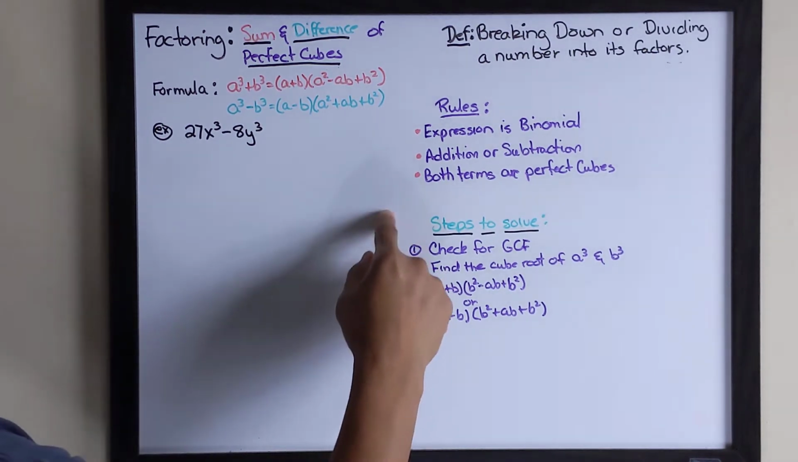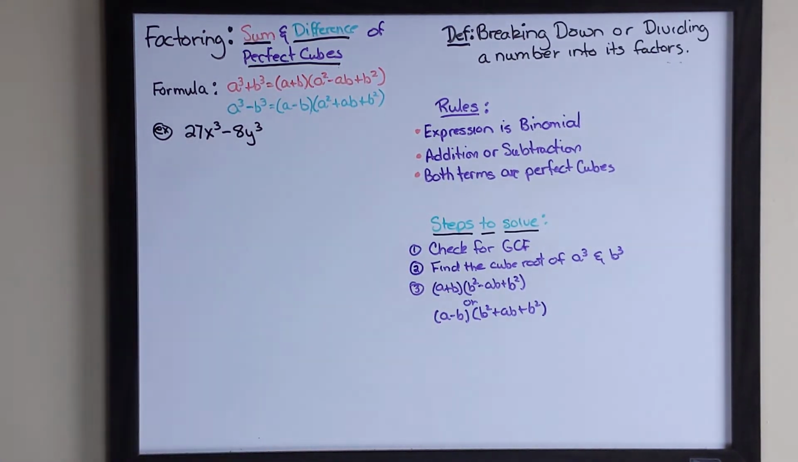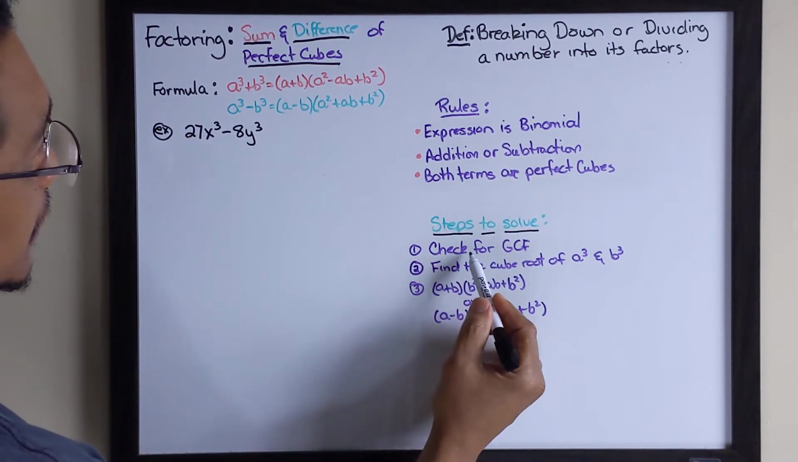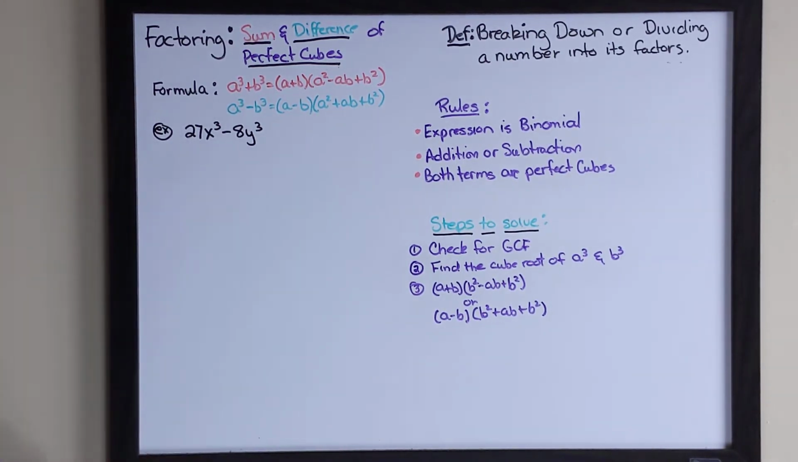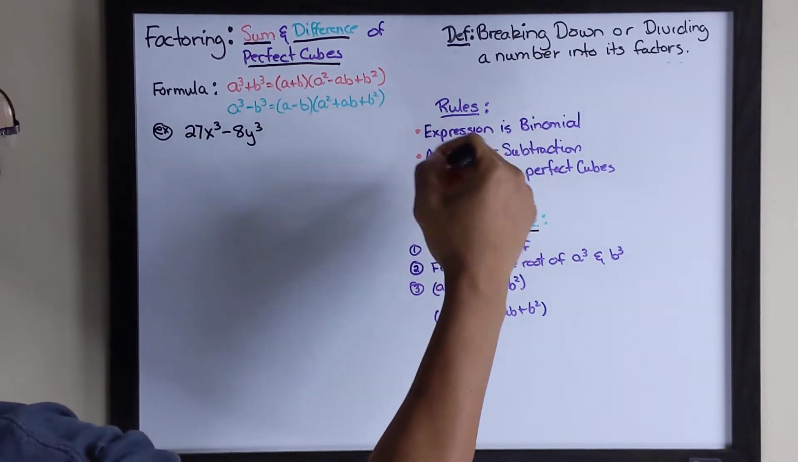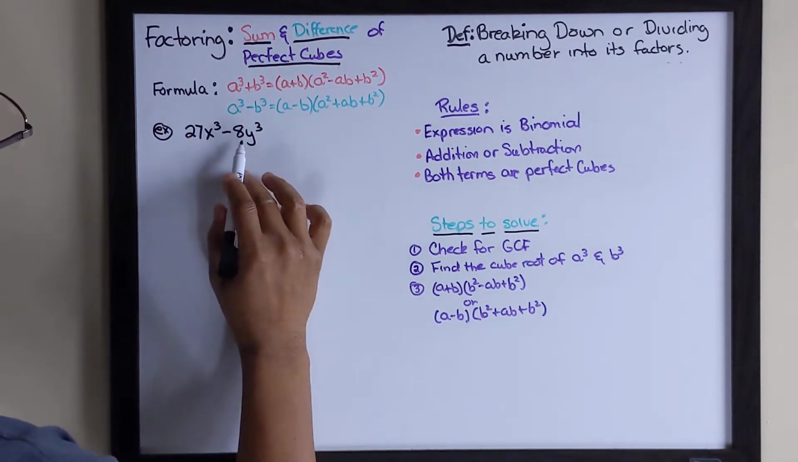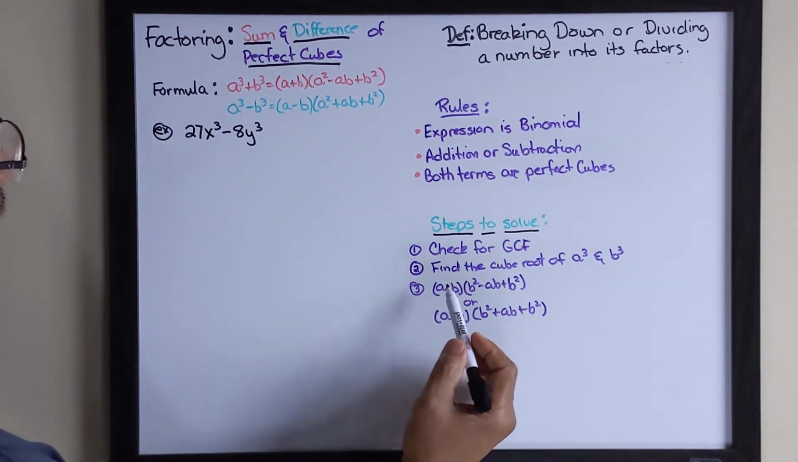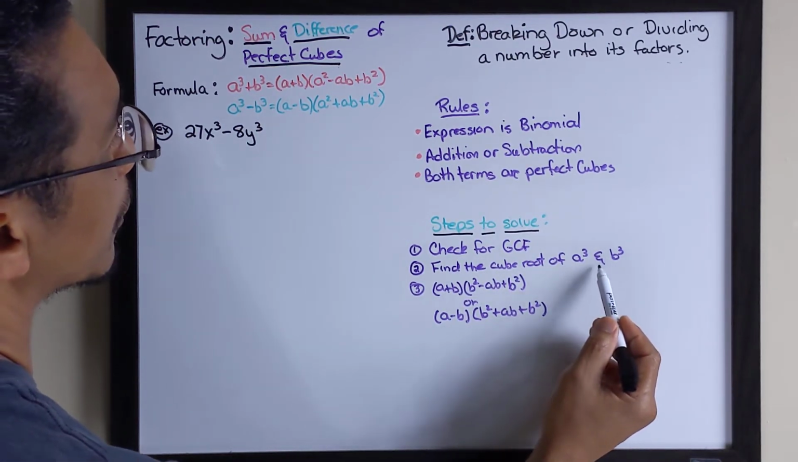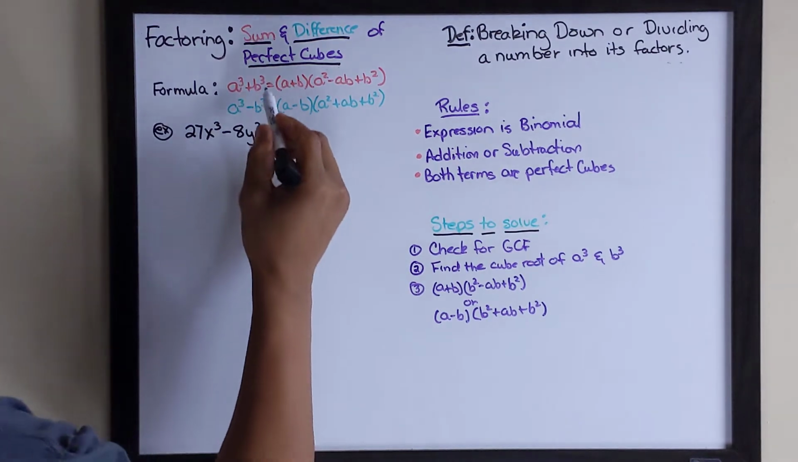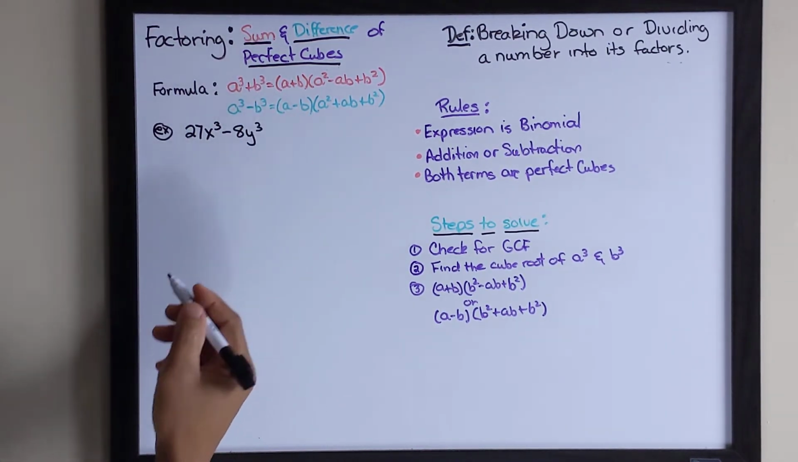Now, how do we solve this particular expression? Well, first of all, we have to check to see if there is a greatest common factor between this term and this term. And when we look by inspection, there isn't any. And of course, when we went over these rules, we made sure that this was a perfect cube and this was a perfect cube, and it is, right? So the next step is to find the cube root of both a to the third power and b cubed, which is what you see in the formula here. And here's what I mean.